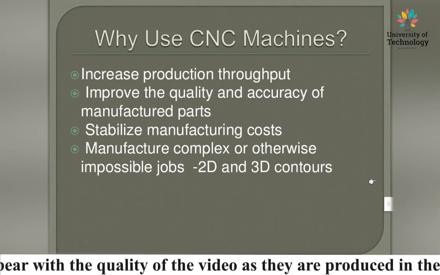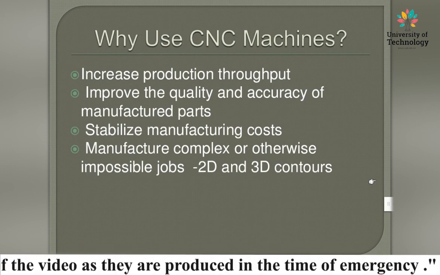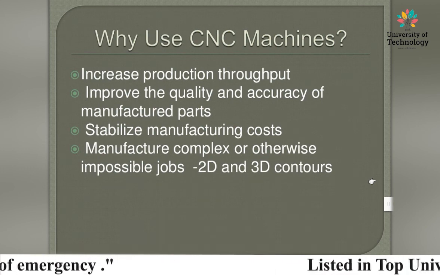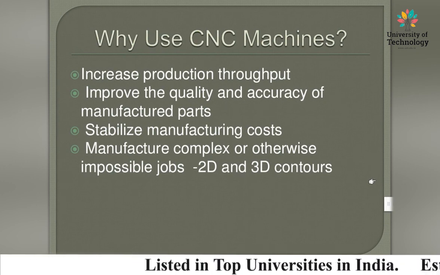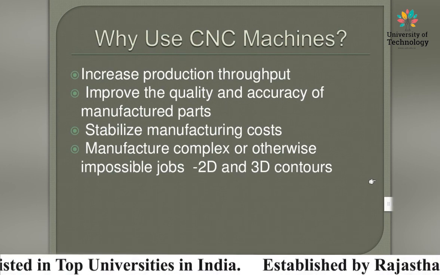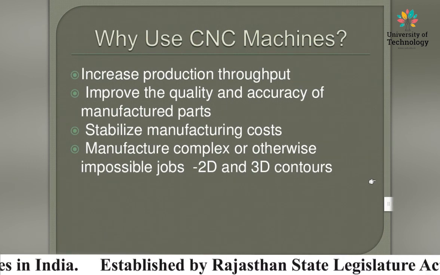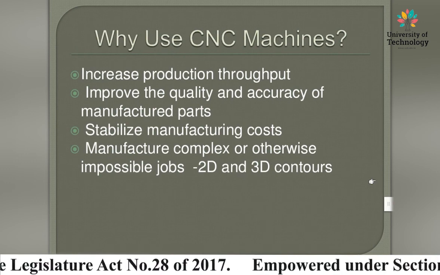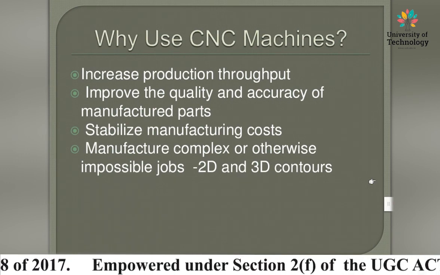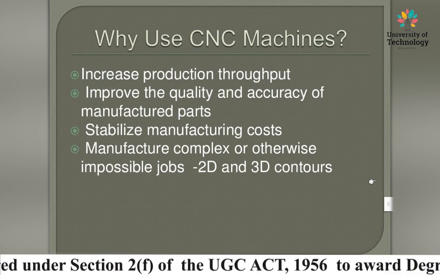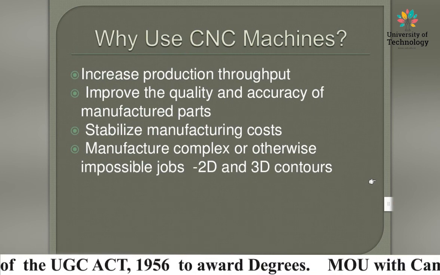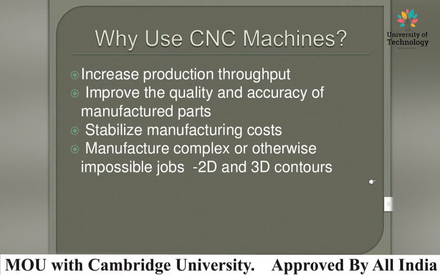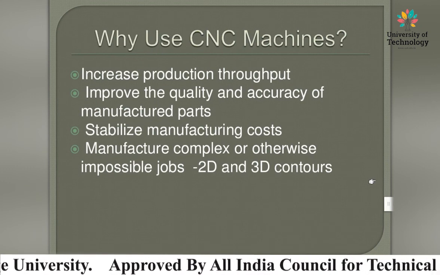First of all, why use CNC machines? They increase production throughput, and improve the quality and accuracy of the manufactured parts. They stabilize manufacturing costs, and they make it possible to manufacture complex or otherwise impossible jobs, such as 2D and 3D contours.